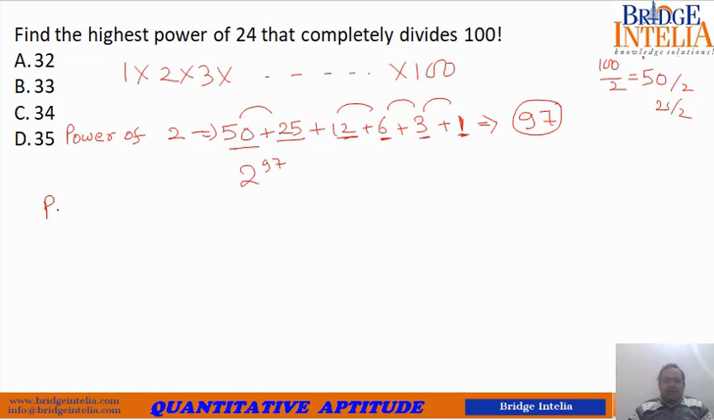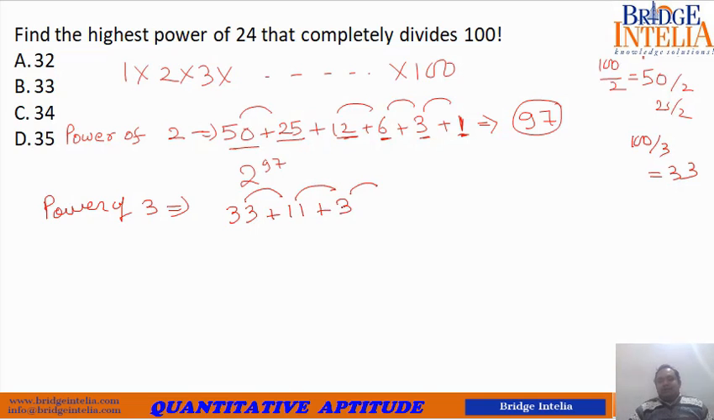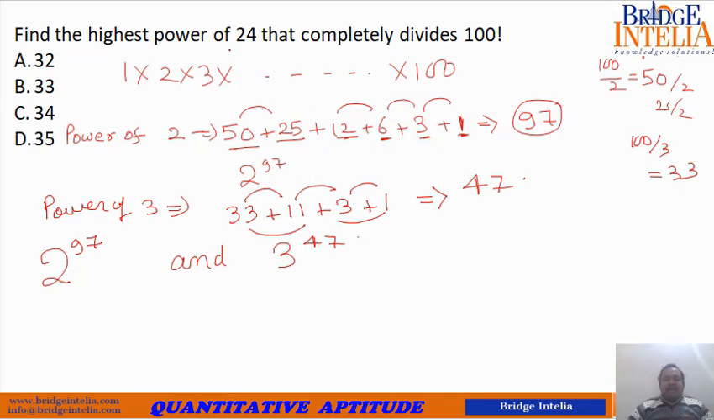How many powers of 3? The same way you can find the powers of 3. How many powers of 3 are available after all? So 100 divided by 3, 33. So write 33 here. Now keep on dividing by 3 to find the next number. 33 by 3, 11. 11 by 3, 3. 3 by 3, 1. So 33, 44, 47. 47 powers are available. So basically you have 2 to the power 97 and 3 to the power 47.